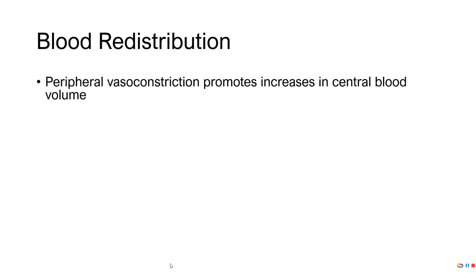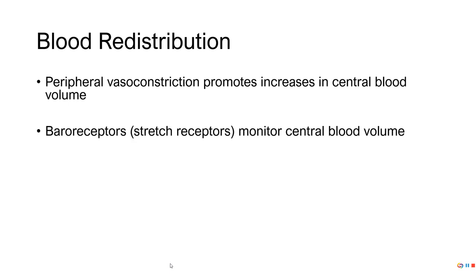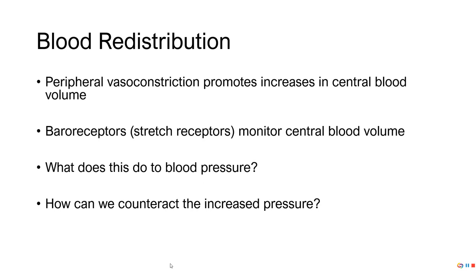And so what ends up happening is that blood flow is redistributed. This vasoconstriction forces blood into our core, or our central blood volume. There are consequences to this, and they're not terrible, but there are still physiological consequences. If I have a lot of blood in my core, in other words I'm increasing venous return, I'm going to activate these stretch receptors, or baroreceptors, that monitor blood volume. What's going to happen to blood pressure? It's going to be increased, or at least sensed as high, and so we're going to want to counteract that increased pressure.